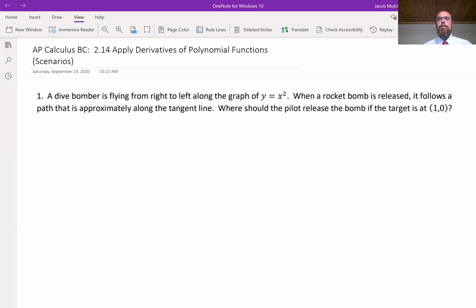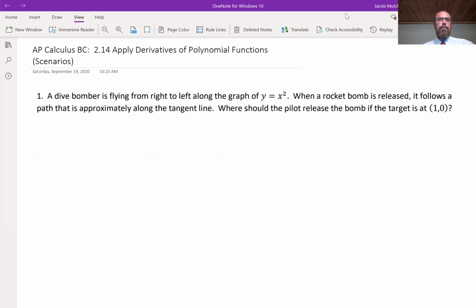Welcome to Calculus. Today we will investigate applying derivatives of polynomial functions, focusing on various ways that a derivative can appear in real-life contexts. Let's take a look at three examples.